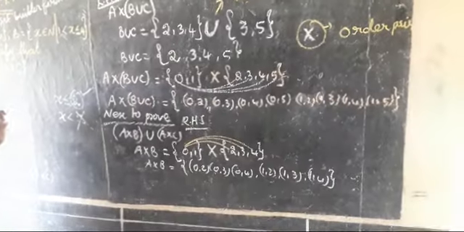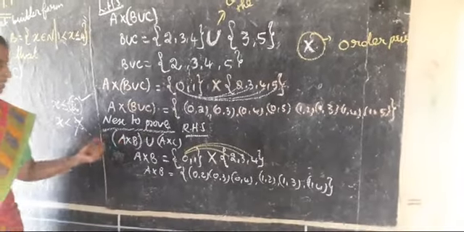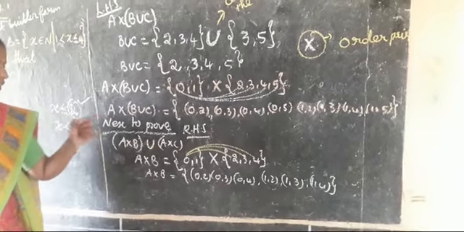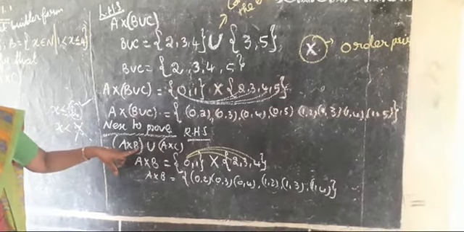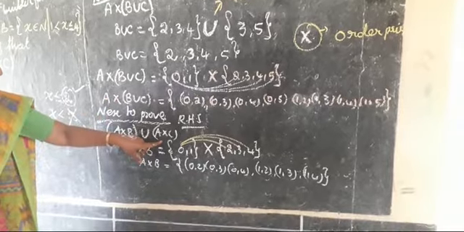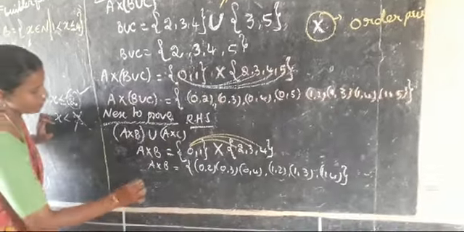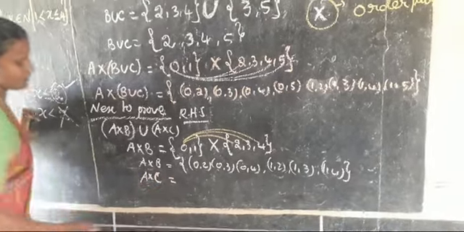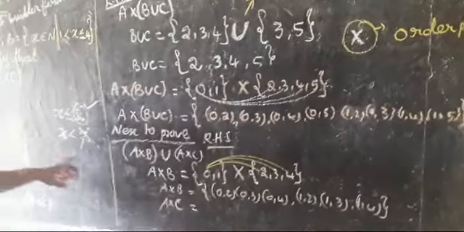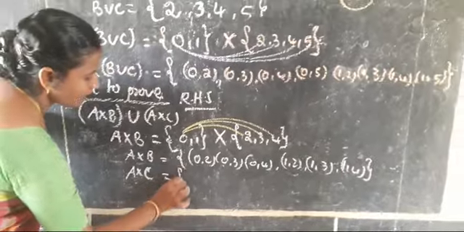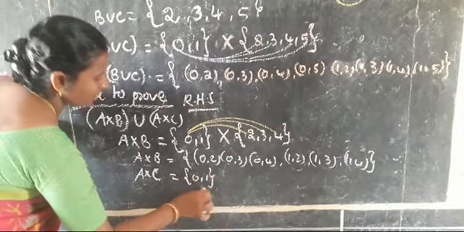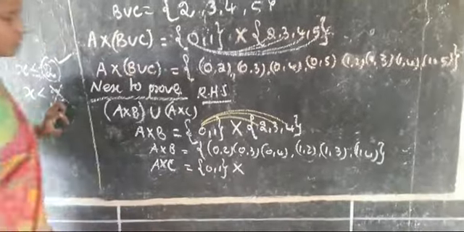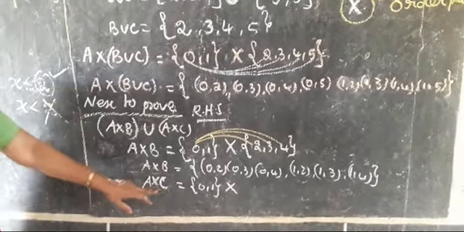Is our aim finished? No. Our aim, the right hand side, is A cross B union A cross C. Now we have only finished A cross B. Next we want to prove A cross C. So you have to write A cross C elements. What is the A set element? Write it here: 0, 1. And then what is the operation? Cross symbol, cross product. And the C set element.